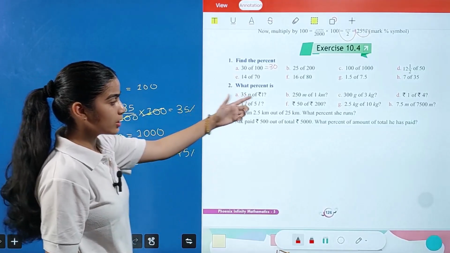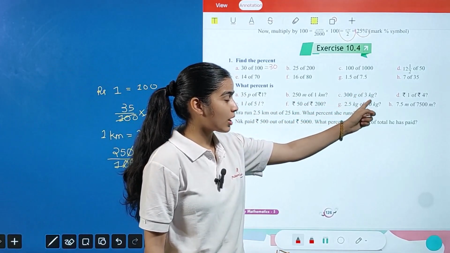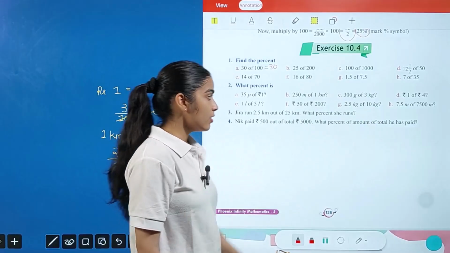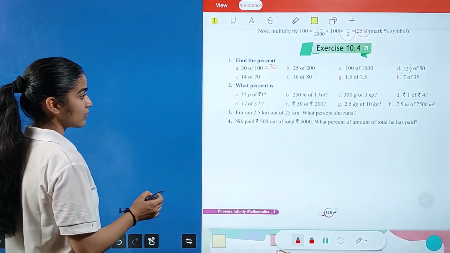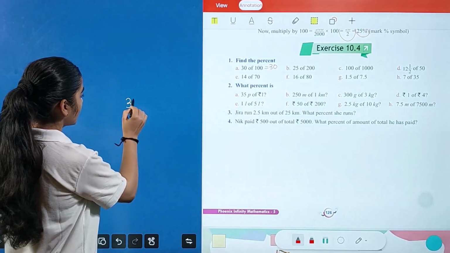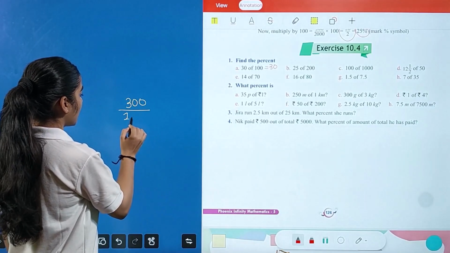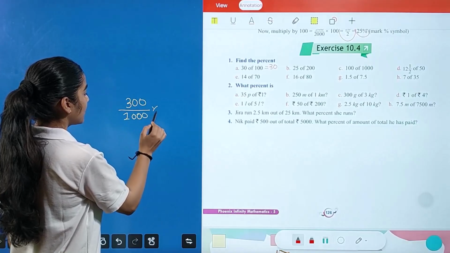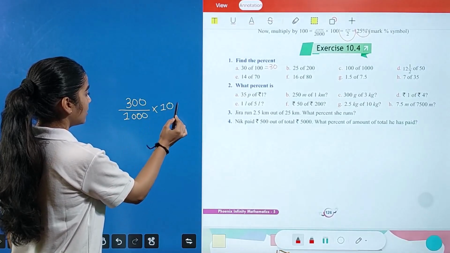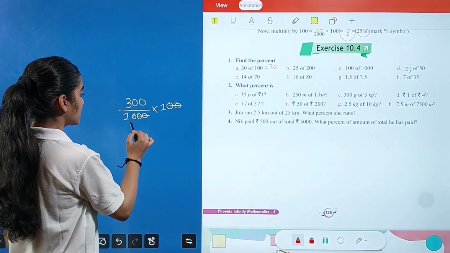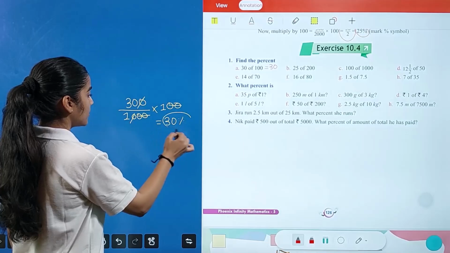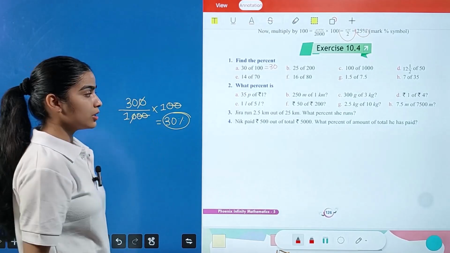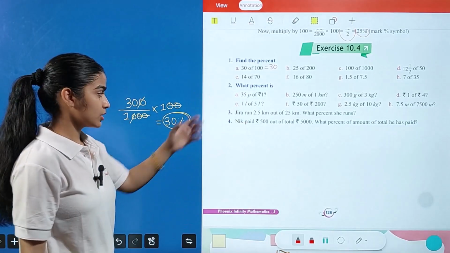Next, in the same way you can change it. First you have to convert it. For example, here we have gram and kg, so you have to convert kg into gram, which is 1000, right? In 1 kg we have how many grams? 1000. So 300 upon 1000, multiply it with 100. So zeros are cancelled out with 0, and you will get your answer 30%. So students, similarly you can do the rest of the parts you have in question number 2.